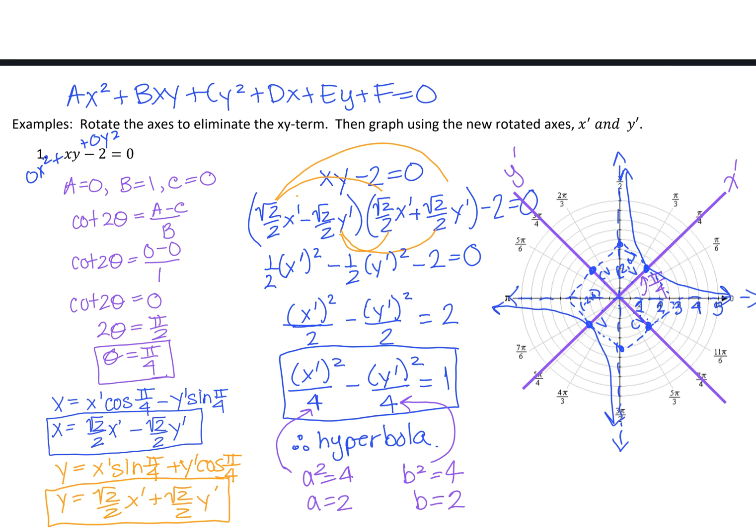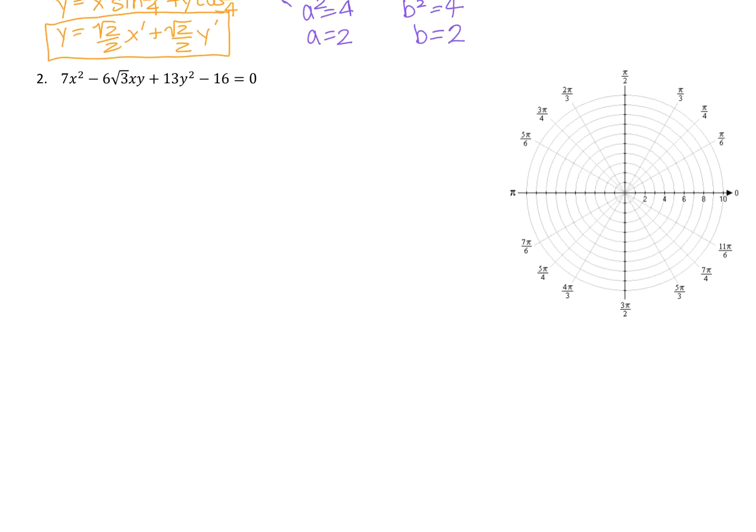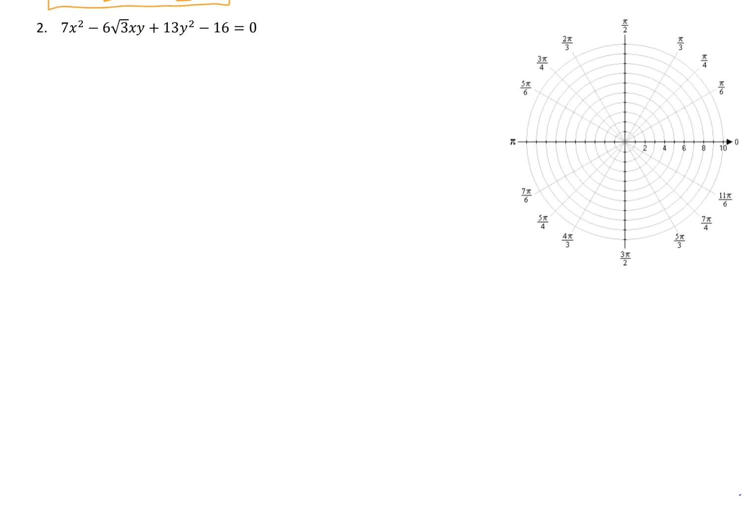All right, let's do one more that gets a little bit more complicated. It is not any different. It's just a longer equation. So here is number 2. All right, so the first thing that you want to do is find your theta value. So to find your theta value, we need to identify the a, the b, and the c values. So our a is the coefficient of the x squared, so a is going to be 7. The b is the xy coefficient, so that's going to be -6 square root of 3. The c is the coefficient of the y squared, so that's going to be 13.